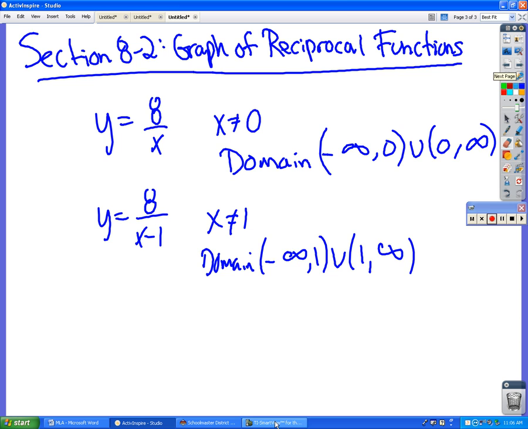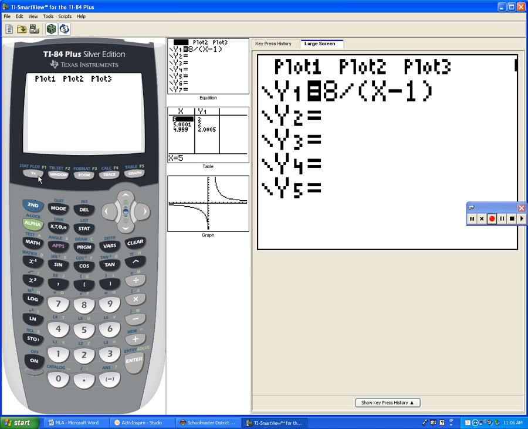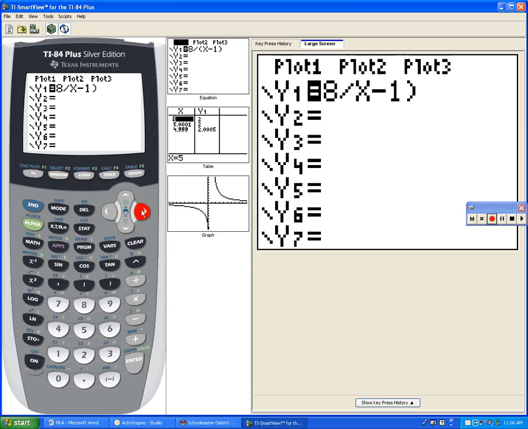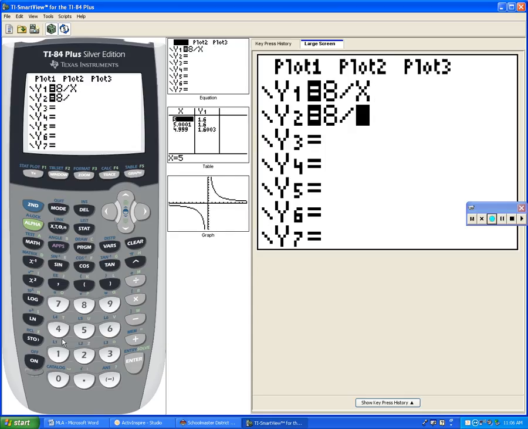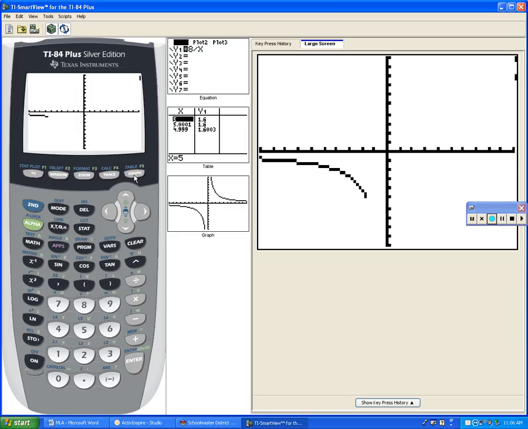Okay, let's go back to the first one that we did also. So we also had 8 over x. And then the first thing we did with this, before we put it in parentheses, was we subtracted 1 from the whole thing. And that moved the graph down, right?